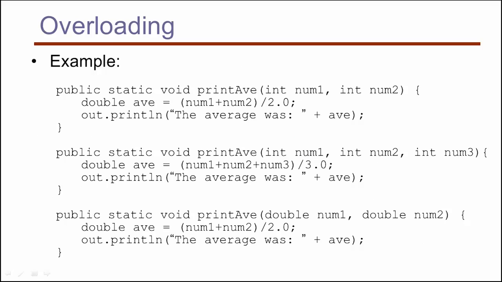Here's a useful example of overloading where we want to print the average of some values. One method will print the average of 2 integers, while the next one prints the average of 3 integers, and the last one handles 2 doubles. All 3 methods do the same type of thing, so it's convenient that they share the same name.